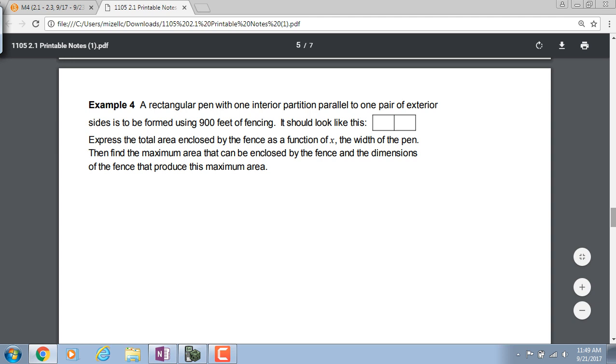Example 4. Historically, this example shows up in the context of quadratic functions. F of x equals some expression with an x squared term in it. And we have a special technique for finding the middle point, the highest point or the lowest point on the graph of a parabola.